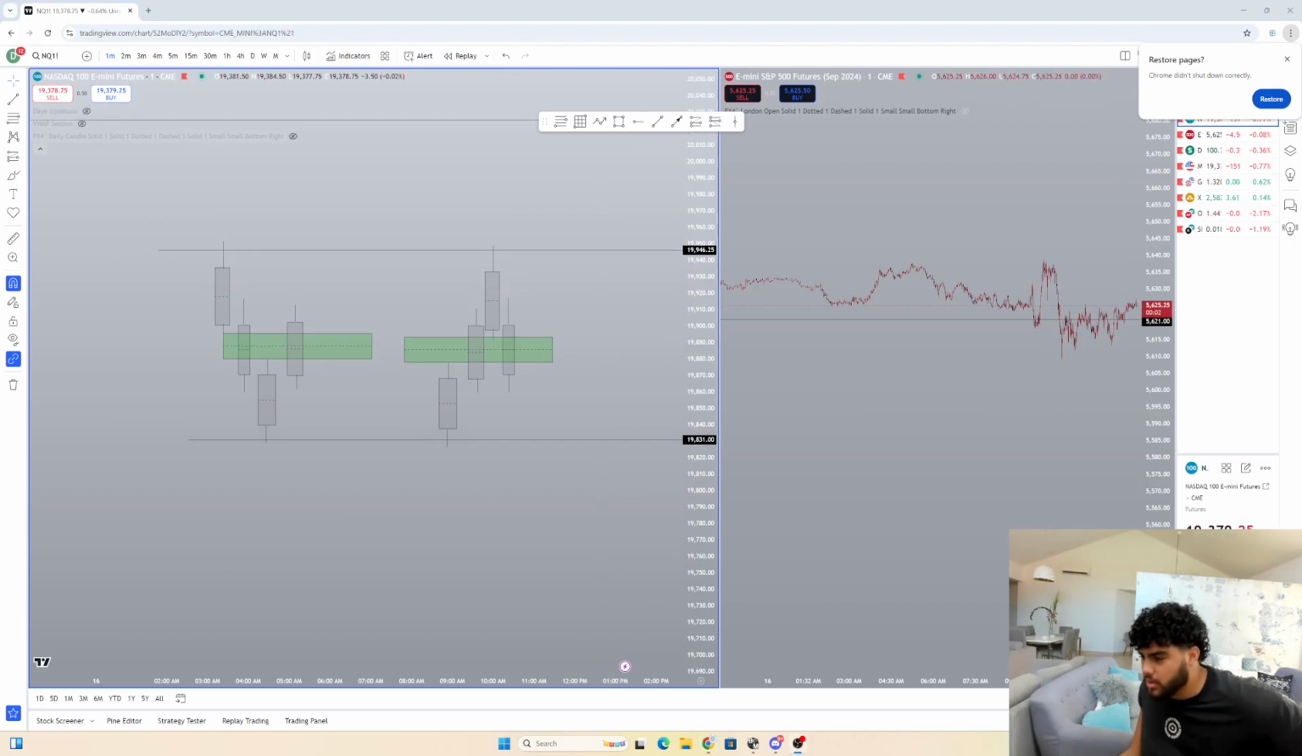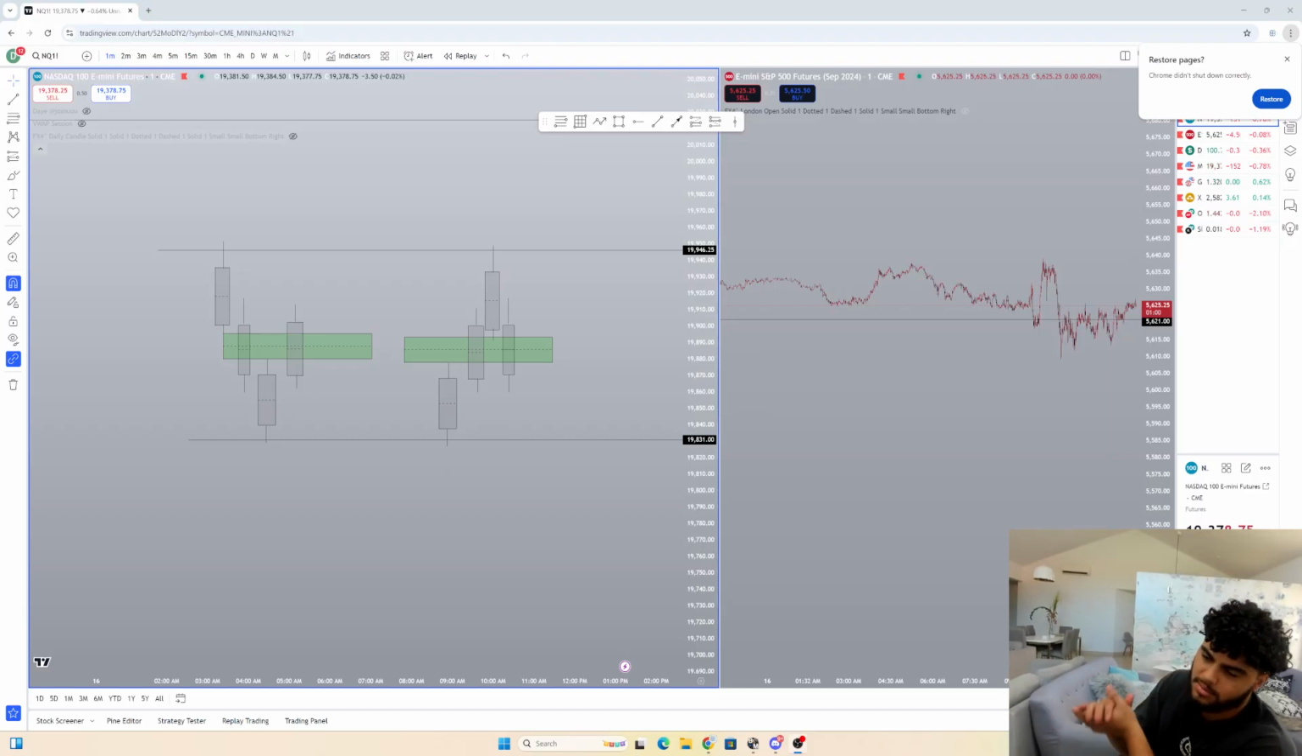So today we're covering the PD arrays I haven't talked about yet. I've already talked about fair value gaps. Today we're going to talk about inverse fair value gaps. We're going to talk about order blocks, and we're going to talk about breaker blocks. And then from there, we're going to talk about how I use PD arrays to decide order flow. Me personally, how I personally do it, okay?